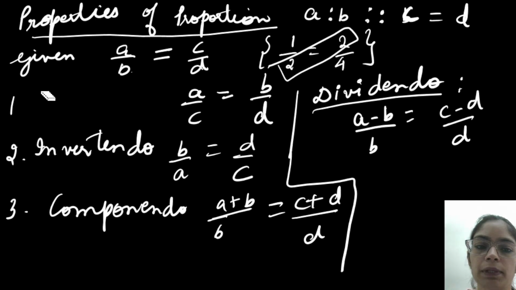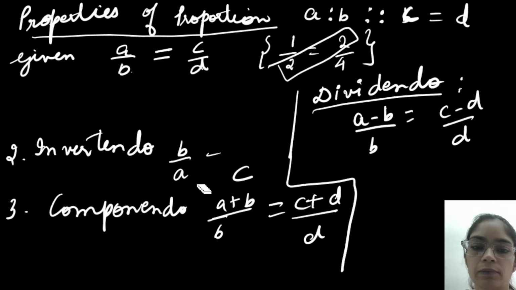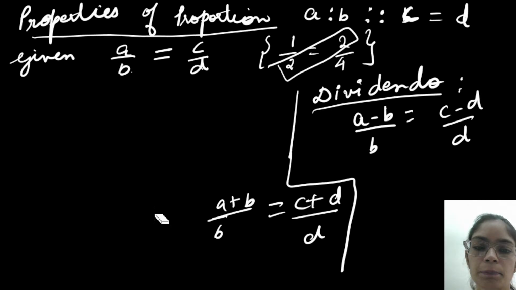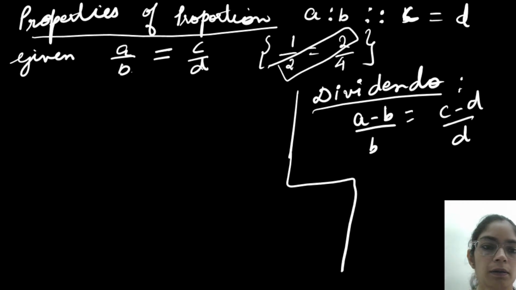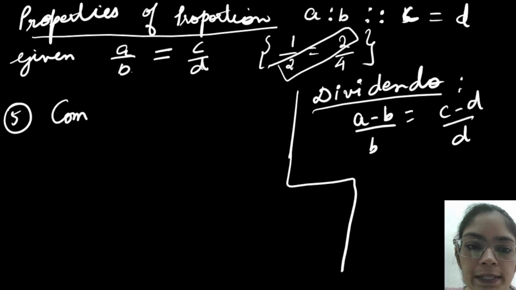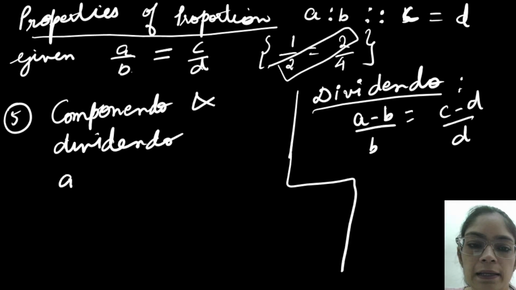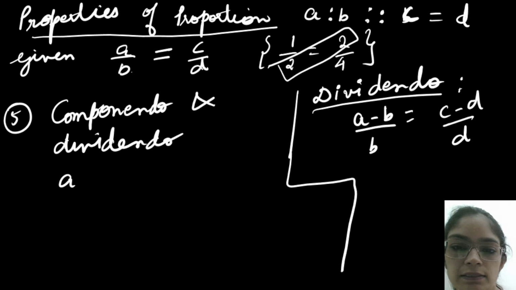The last property, the fifth property, is componendo and dividendo. Componendo and dividendo is very important. Individually we have learnt the meaning of componendo as well as dividendo. So the last property is componendo and dividendo. It is the combination of both, componendo as well as dividendo.